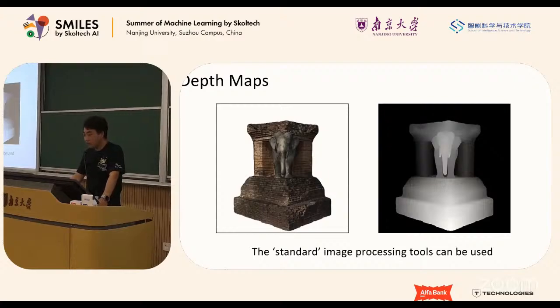Because a depth map is a regular two-dimensional array, you can use the standard image processing tools. We can filter it, compute gradients, apply convolutions, build pyramids, and feed it into a convolution network. It can be used as a regular image. But the pixel values store the 3D information.